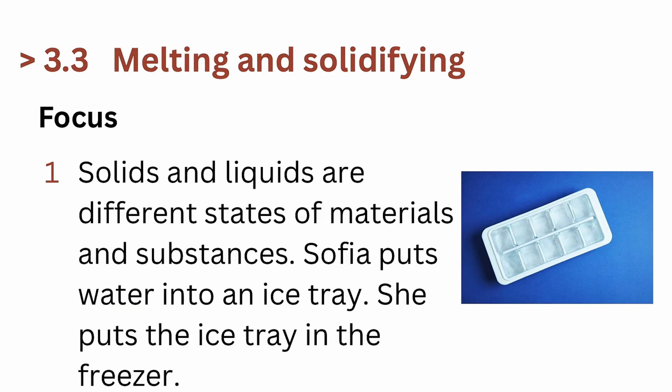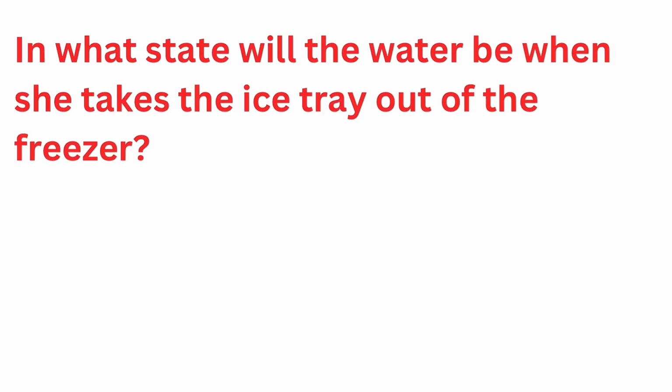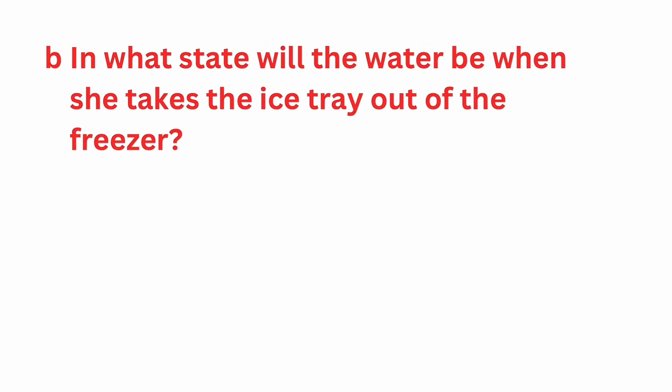Question number 1. Solids and liquids are different states of materials and substances. Sophia pours water into an ice tray. She puts the ice tray in the freezer. Question A. In what state is the water when she puts the ice tray into the freezer? Liquid. Question B. In what state will the water be when she takes the ice tray out of the freezer?